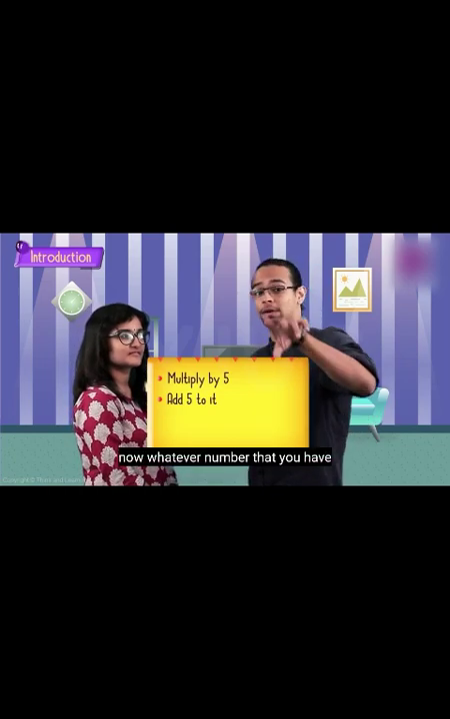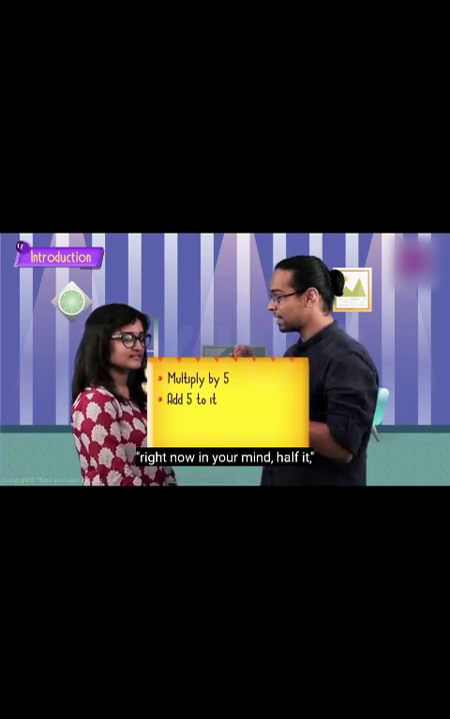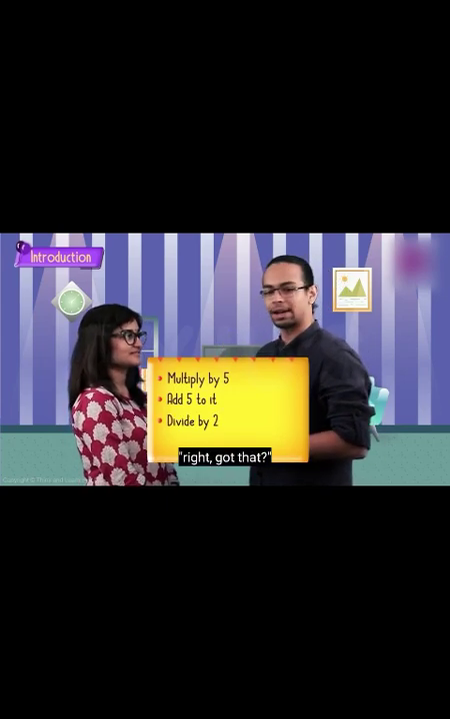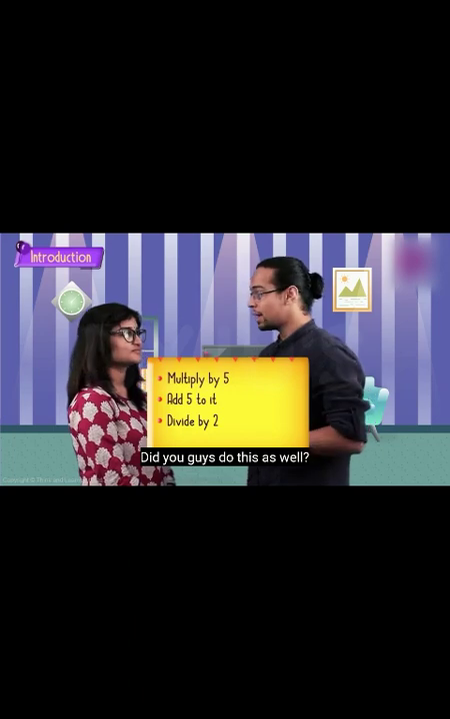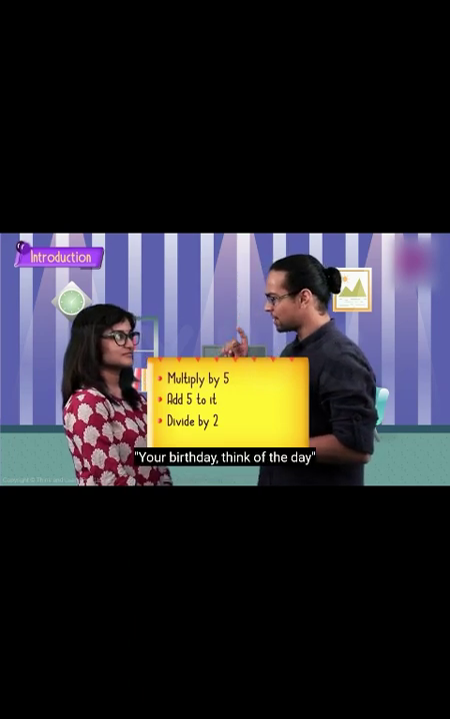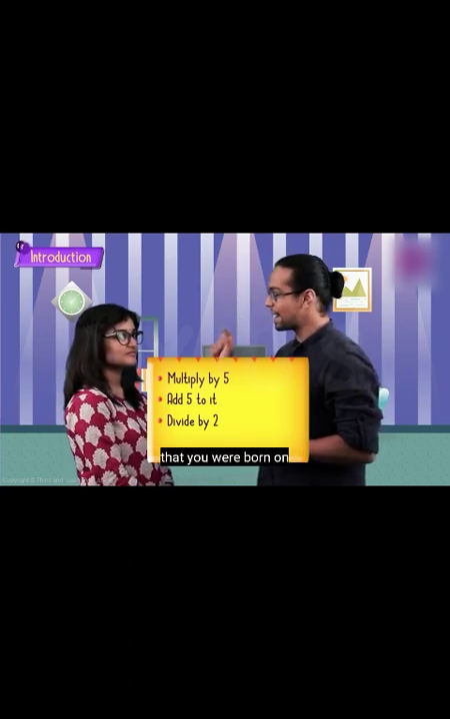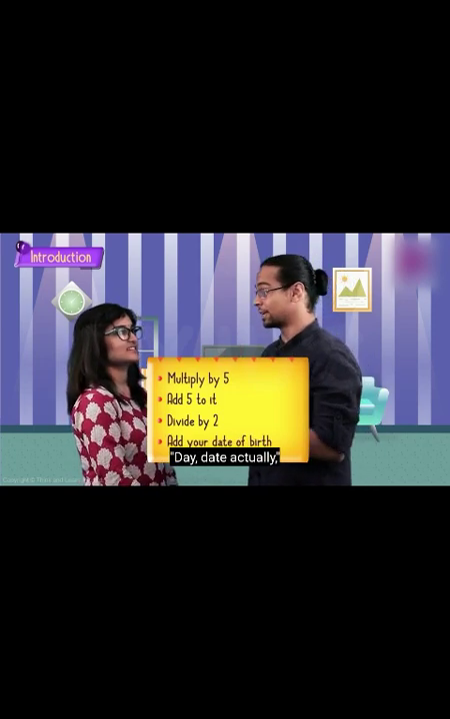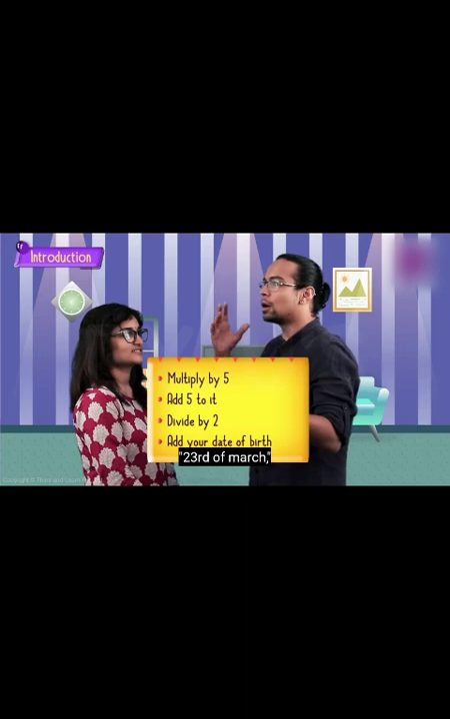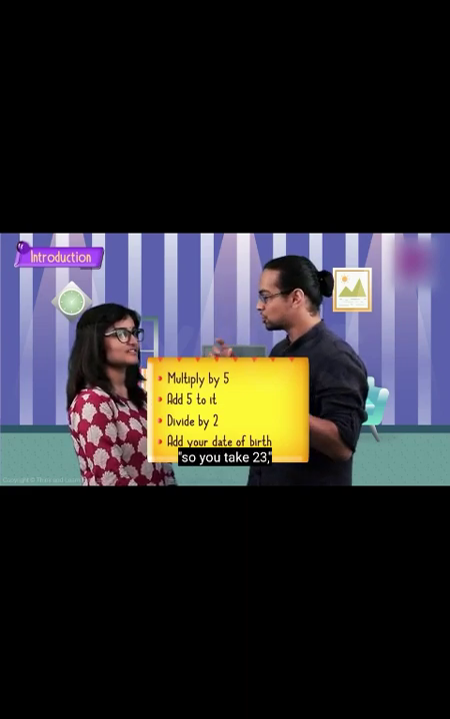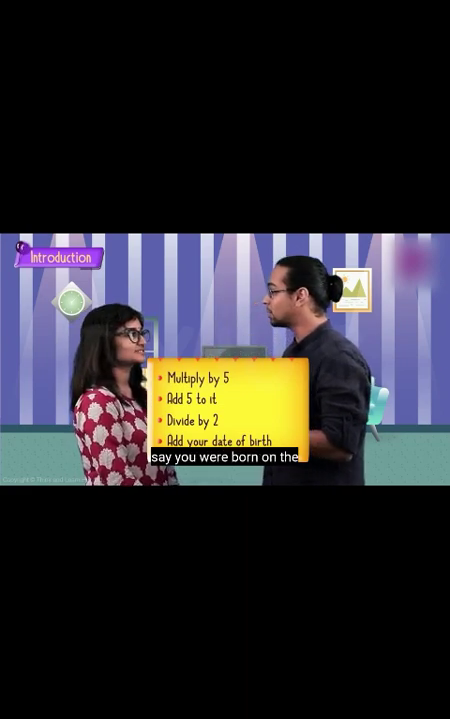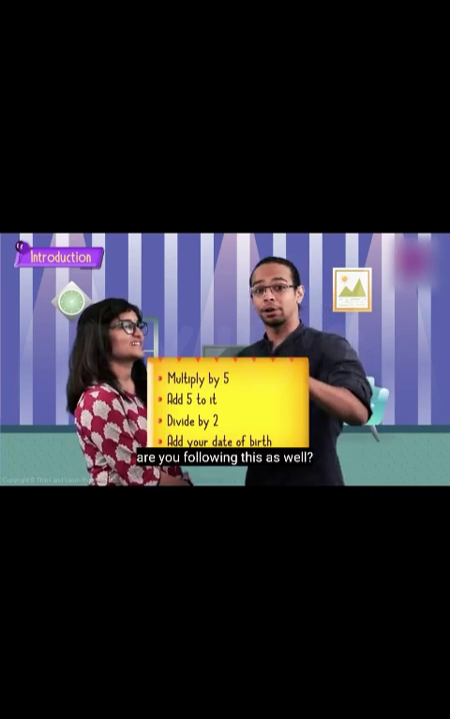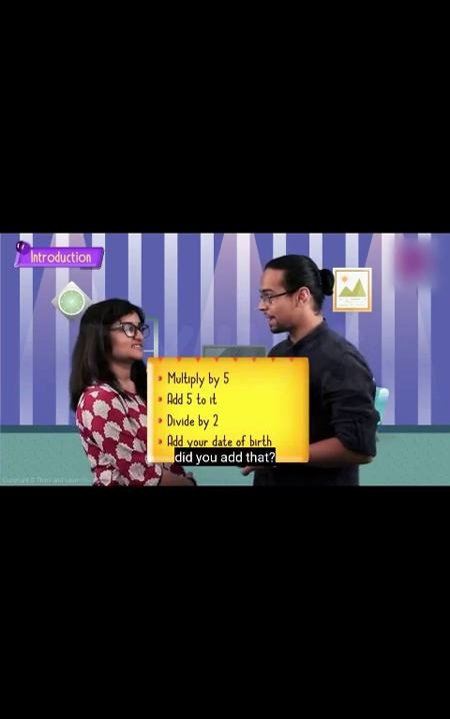Alright, great. Now, whatever number that you have right now in your mind, half it, divide it by 2. Okay. Right? Got that? Did you guys do this as well? Your birthday, think of the day that you were born on and add that to this number. Day or date? Date, actually. Say you were born on the 23rd of March. So you take 23. Say you were born on the 29th of February, unfortunately, at 29. Alright, are you following this as well? Yeah. Did you add that?